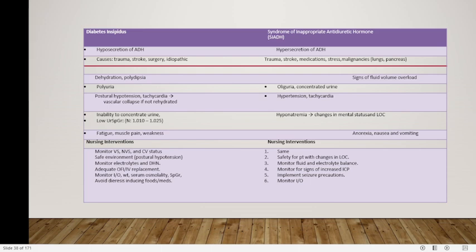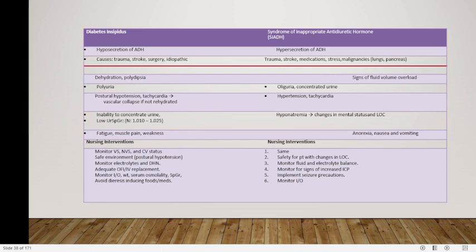In the case of SIADH, that is syndrome of inappropriate antidiuretic hormone, patients do suffer from hyponatremia, which normally leads to changes in mental status and level of consciousness. So generally, patients with diabetes insipidus will present with fatigue, muscle pain, and weakness. This is compared to SIADH, where patients present with anorexia, nausea, and vomiting.